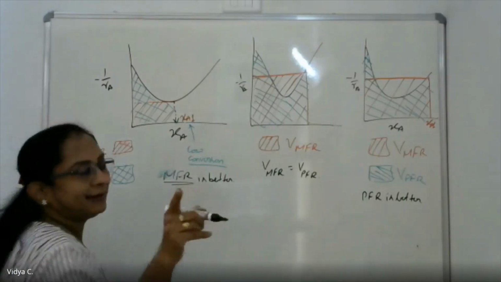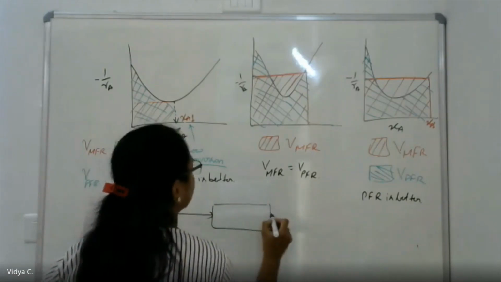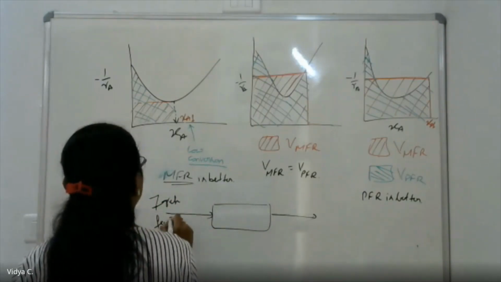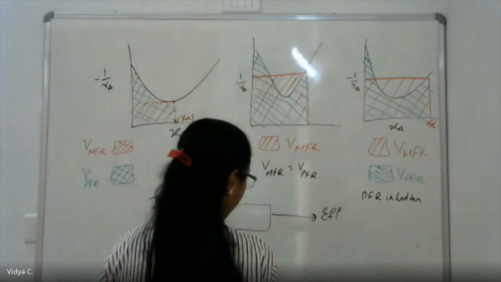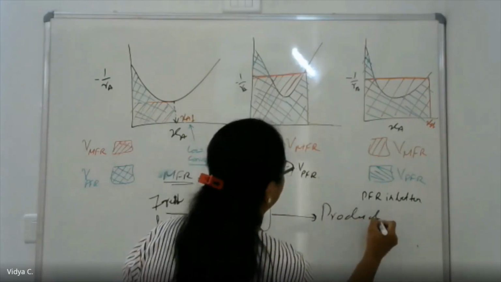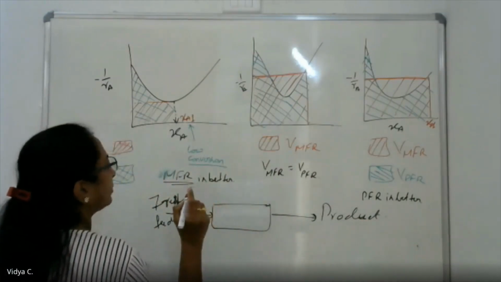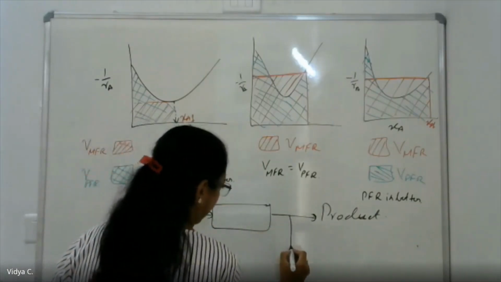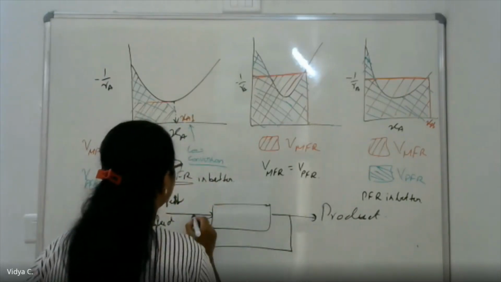Then, I had given you something to think about, right? See, if I'm using a PFR, this is a fresh feed. And this is the effluent, or the product stream. Let me not write that as effluent, I'll write it as product. For an autocatalytic reaction, it can proceed faster if there is some amount of product. So what should I do? For this PFR, I'll try to put a recycle stream.